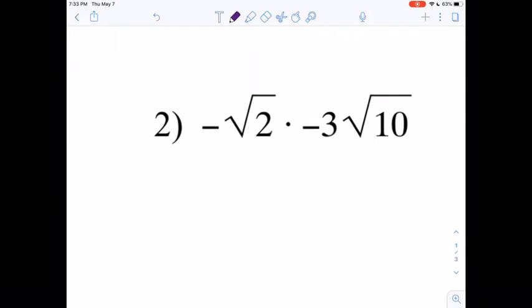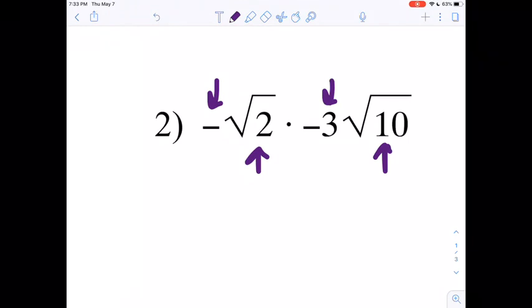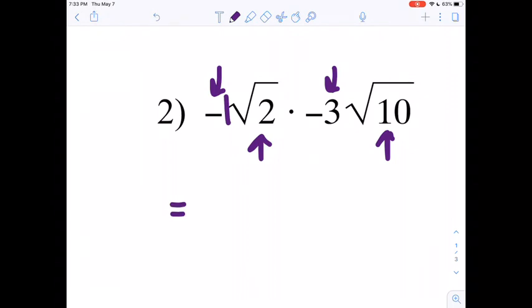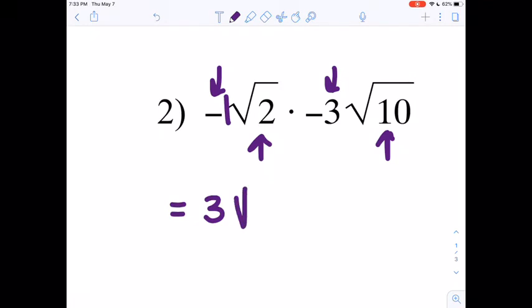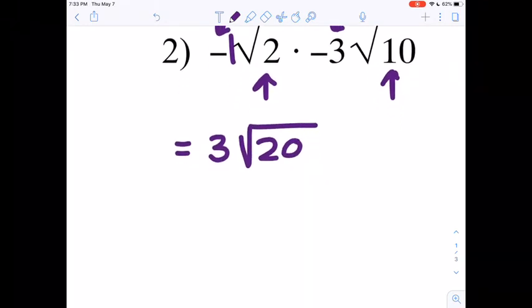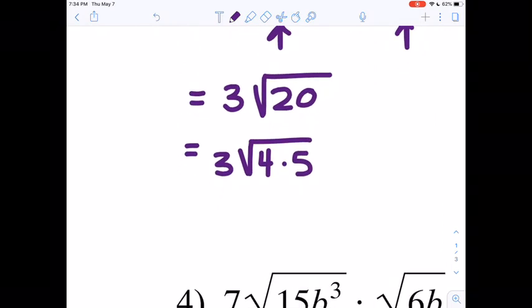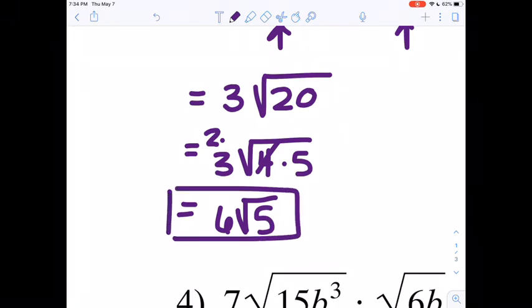So in number 2, I have some outside numbers and I have some inside numbers. So outsides with outsides. So you remember this is a -1, so I'm going to multiply -1 times -3 because they're both outside of the square root. That's going to be +3. And then you're going to multiply 2 times 10, and those are going to stay inside of the square root. Okay? And then you got to simplify. So I have to break up 20 into a perfect square times some number. So I know 4 goes into 20 5 times. So the square root of 4 is 2. Remember to multiply by that 3 on the outside. So 6 root 5 is my final answer.